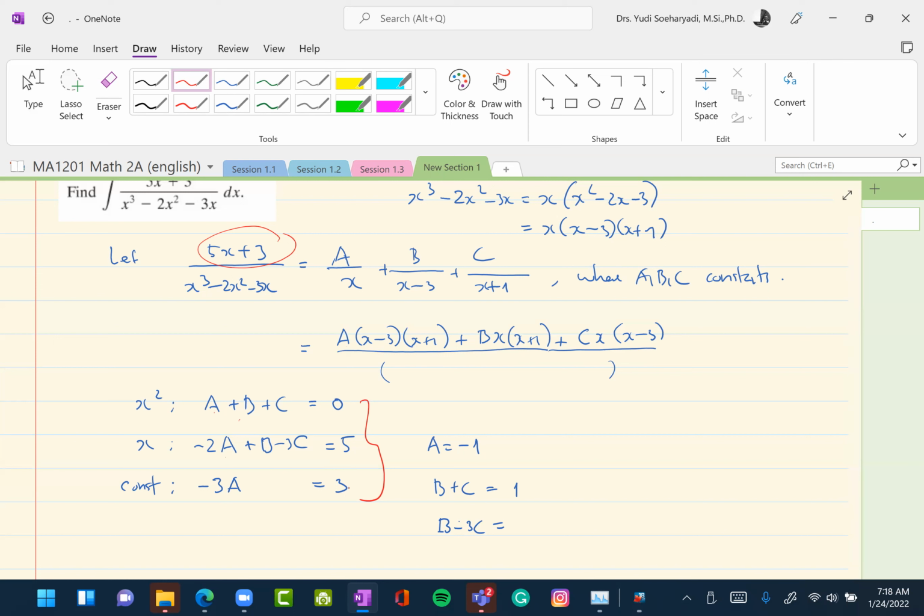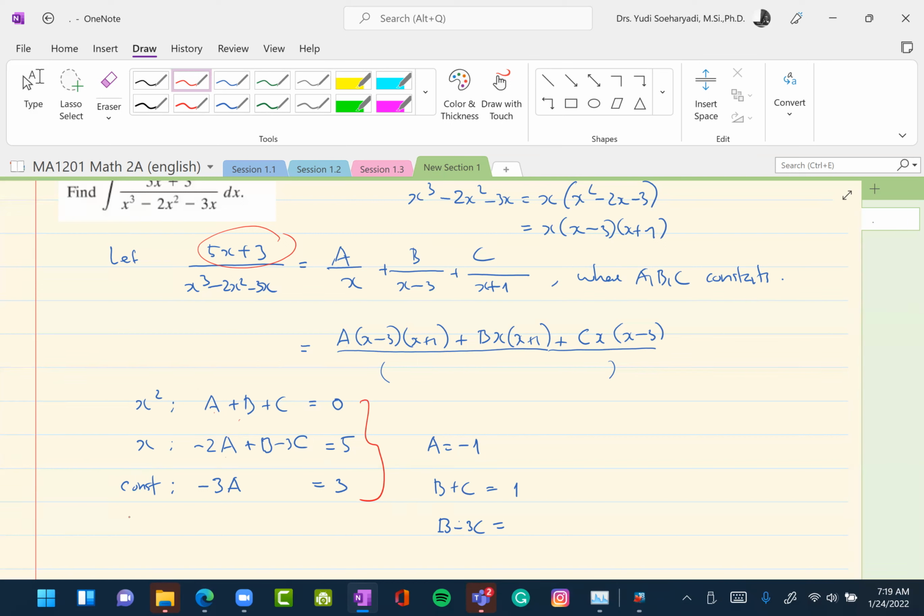Okay, sir, I get it. Of course, you can proceed the long way, but that's longer. It would be shorter if you just do this one. Okay, questions? Yes, sir, I have a couple of questions.